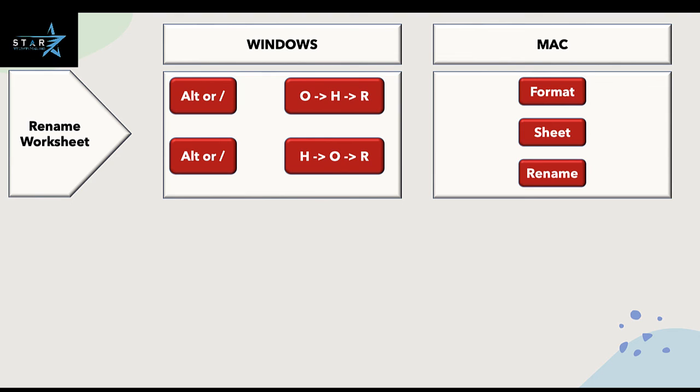Let's look at some other shortcuts, which is renaming a worksheet. Again, in Windows, we have two options, one for the older version which still continues and the newer version shortcut. So the older version is Alt or backslash OHR. The newer version is Alt or backslash HOR. In Mac, we will have to go to Format, Sheet, Rename, or double click on the sheet and then click on Rename to basically rename the worksheet.